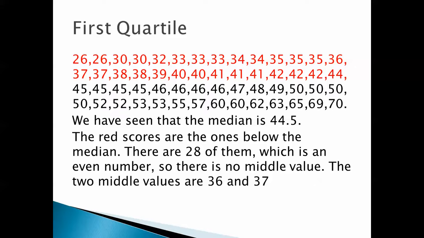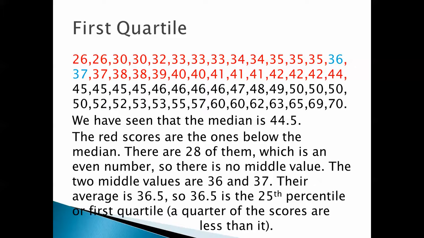The 2 middle values are 36 and 37. I've highlighted them in blue. Their average is 36.5, so 36.5 is the 25th percentile, or first quartile. We call it the first quartile because a quarter of the scores are less than it.